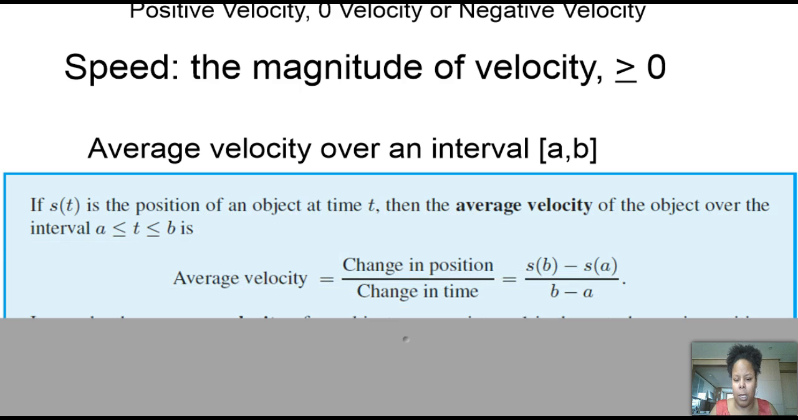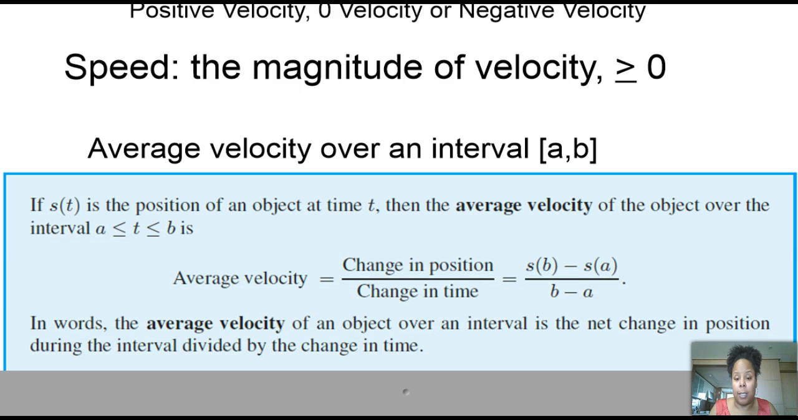which is for time. So to compute the average velocity of an object over an interval from a to b, assuming b is greater than a, we basically take the change in position or distance as s(b) minus s(a), where s is a function that represents the position of the object over time t, and we divide it by the change in time. In other words, the difference between a and b. So the average velocity of an object over an interval is basically the net change in position during the interval divided by the change in time.